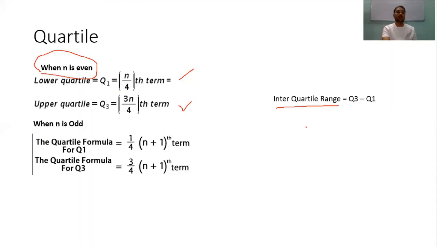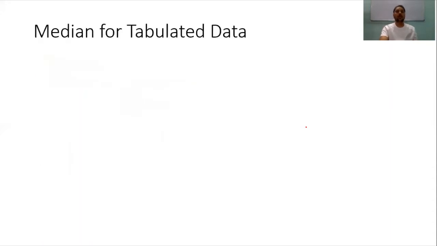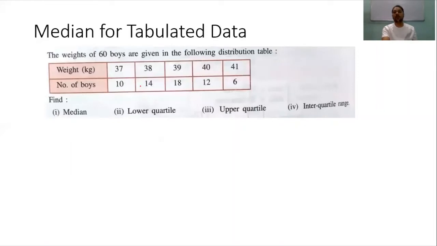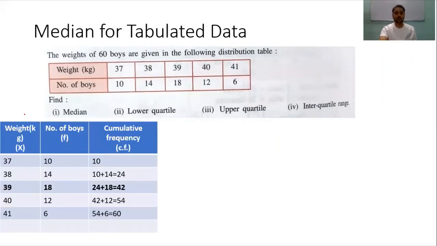Okay, now let us proceed with the first question. Median for your tabulated data. Here we have given the weight of 60 boys in the given table, and we have to find the median, lower quartile, upper quartile and interquartile range for the given distribution here. Take weight in kilogram as x and number of boys as frequency f here.